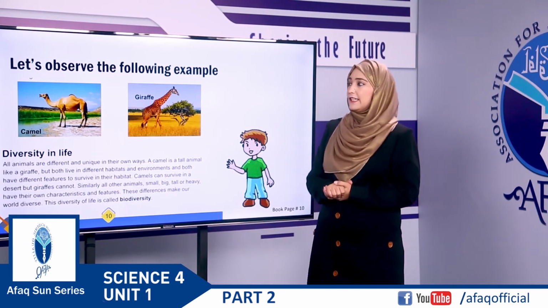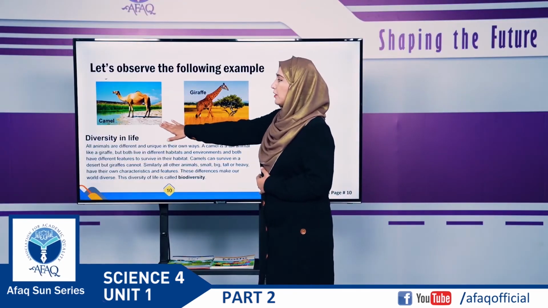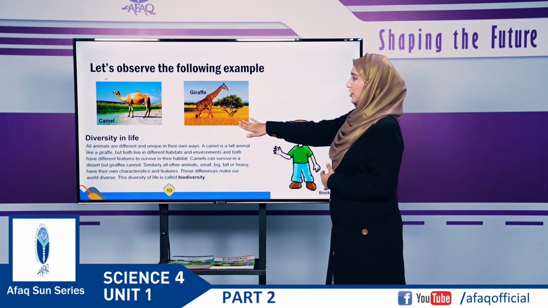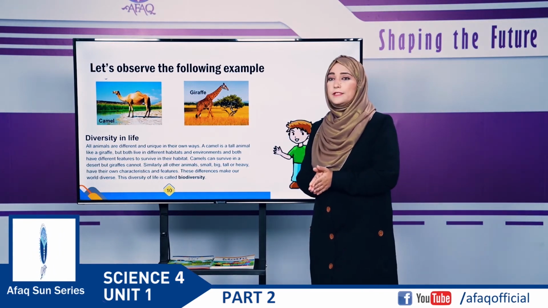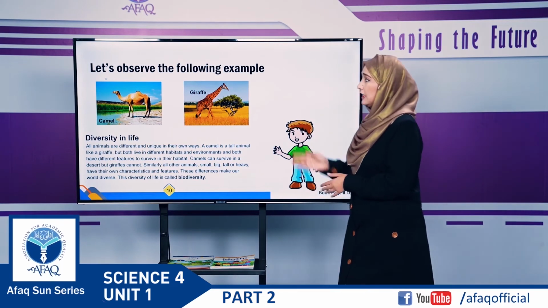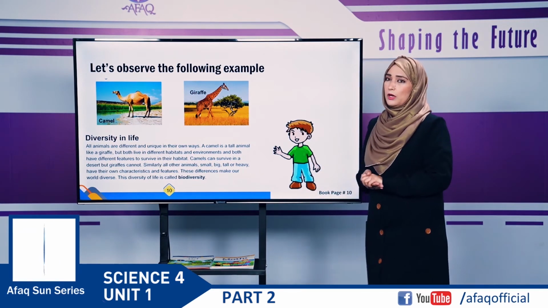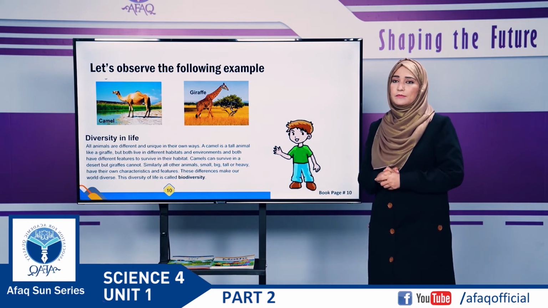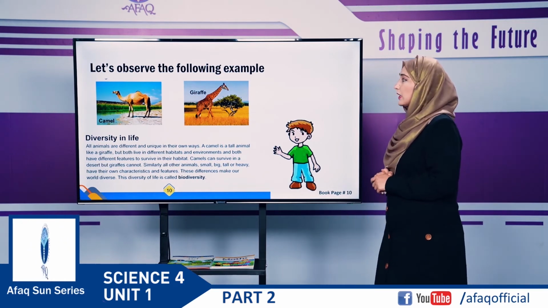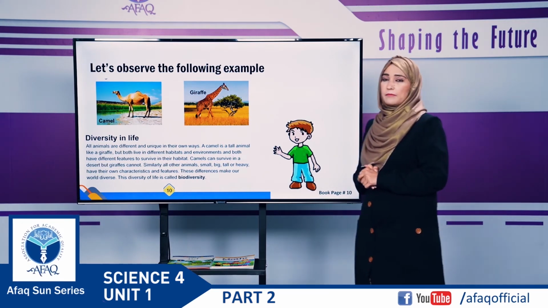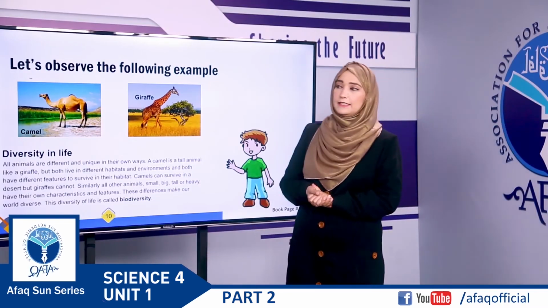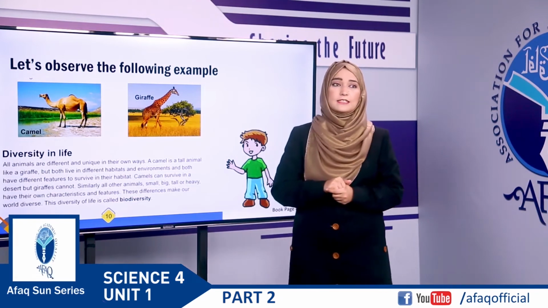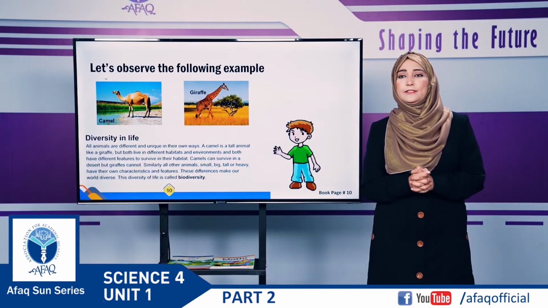Let's observe the following example. You can see the picture of a camel here and a giraffe here. Both are tall animals. But do you know where a camel lives? Yes, a camel lives in a desert. But does a giraffe live in a desert? No, a giraffe does not live in a desert. Why? Because a giraffe cannot live in the desert. Camels can live in the desert. They have the characteristics that are suitable to live in the desert.